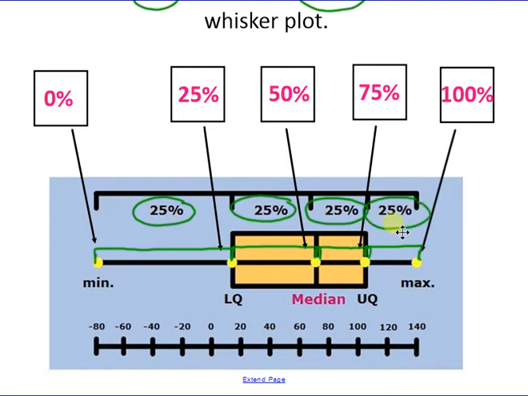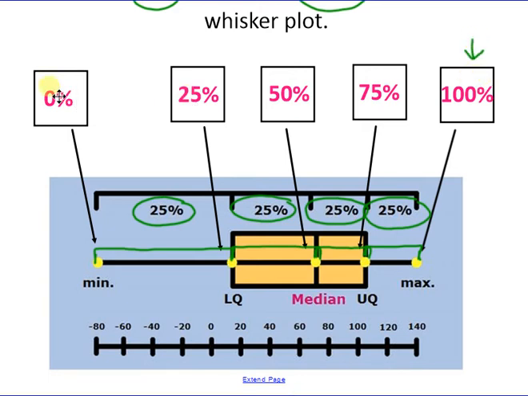Now, look carefully. Do you see how large this space is right here compared to this tiny space right here? That's okay. It still represents 25%, no matter how big or how small it is. Okay? They are each 25%. Now, 25 plus 25 plus 25 plus 25 is going to give you a total of 100%.